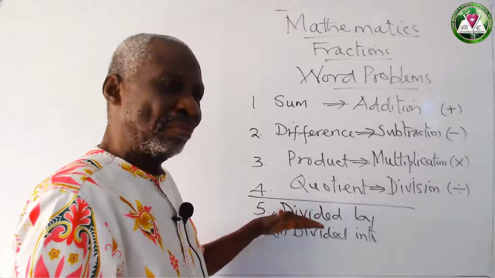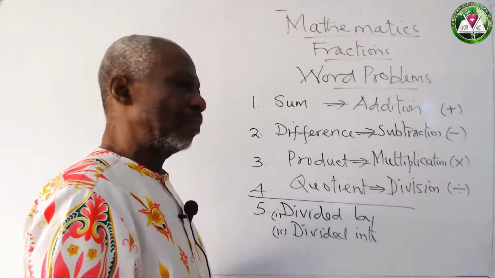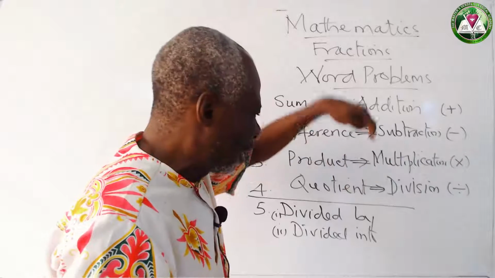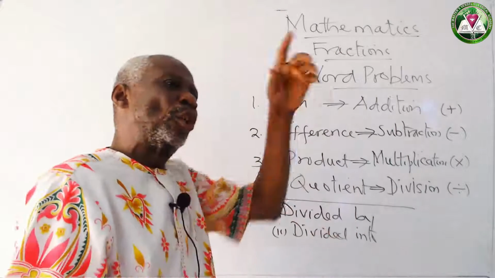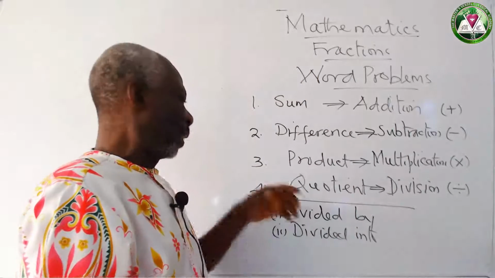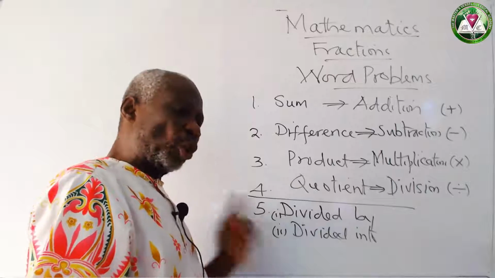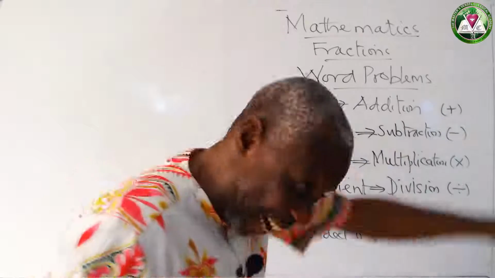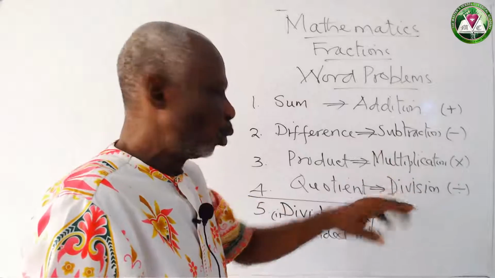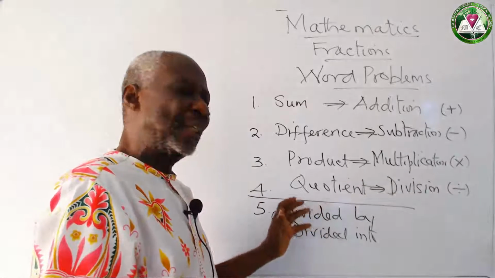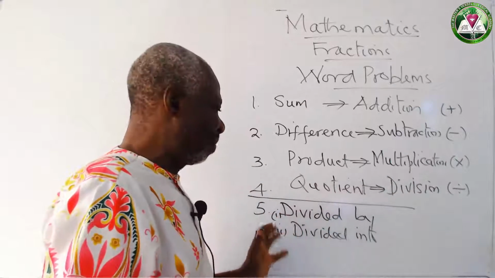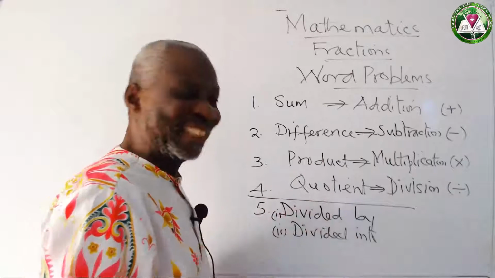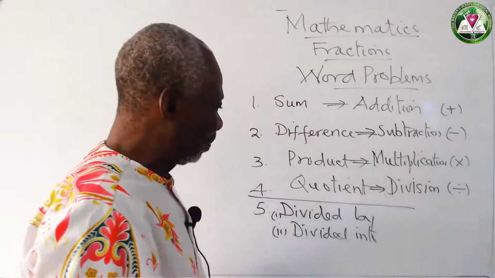In the first one, it means that the second thing, the one that comes after by, is the one you use for division. In the second one, divided into, the thing that appears first is what you use in dividing the second one. So these things are very, very important. Divided by and divided into: the two of them involve division, but you can do it and then miss the step.